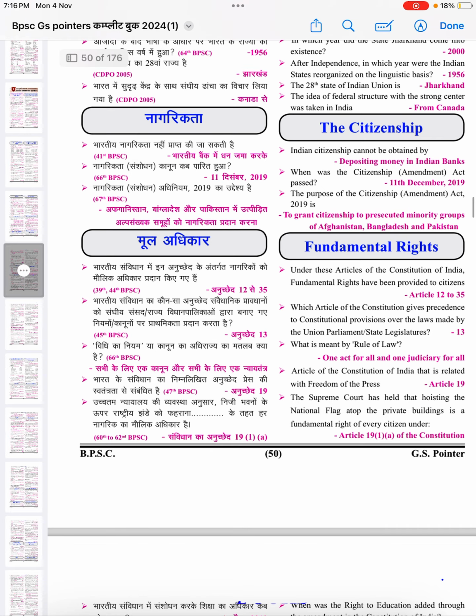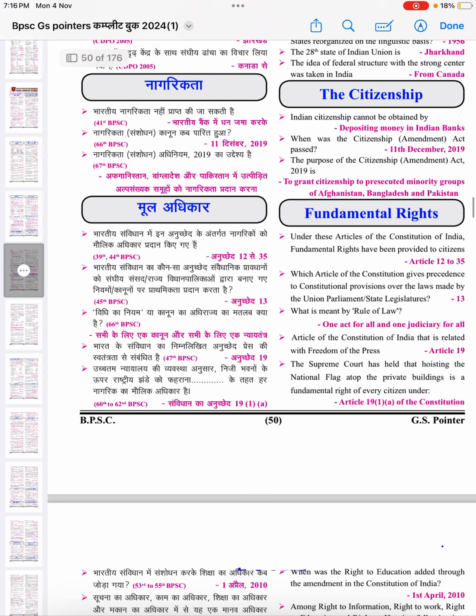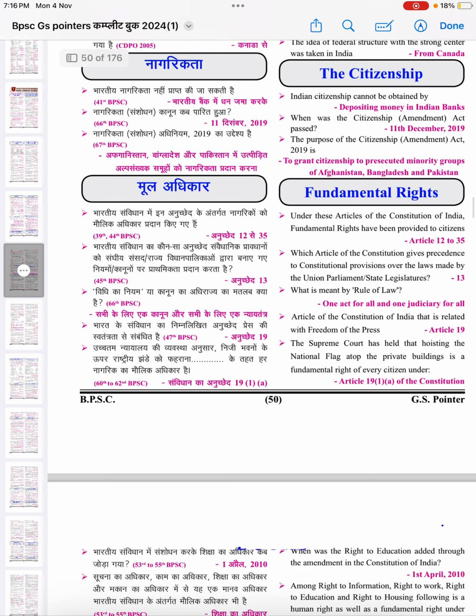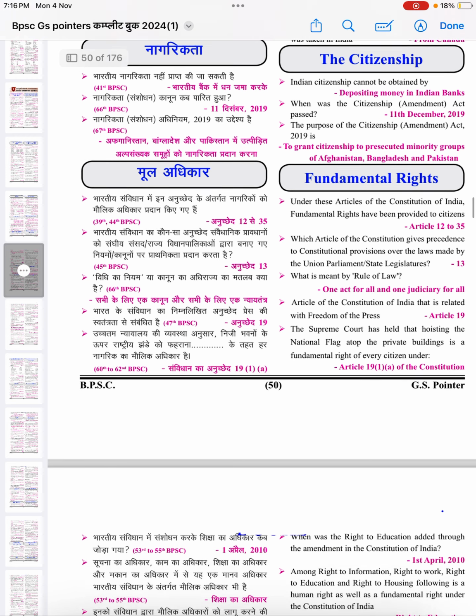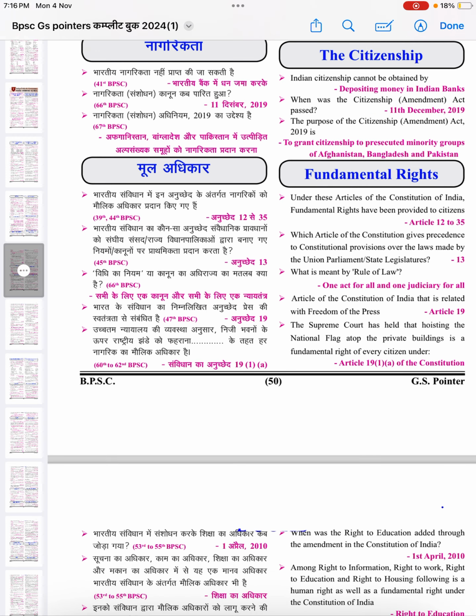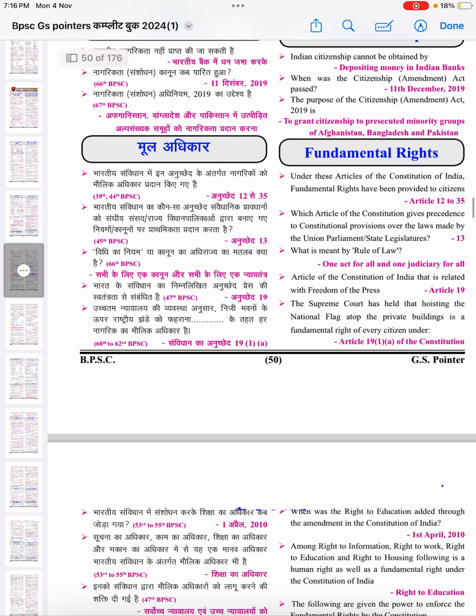The idea of a federal structure with a strong center was taken in India from Canada. Citizenship. Indian citizenship cannot be obtained by depositing money in an Indian bank. When was the Citizenship Amendment Act passed? 11 December 2019. The purpose of the Citizenship Amendment Act 2019 is to grant citizenship to persecuted minority groups of Afghanistan, Bangladesh and Pakistan.